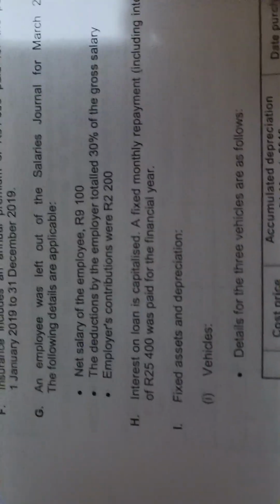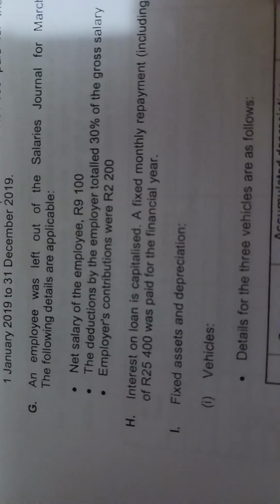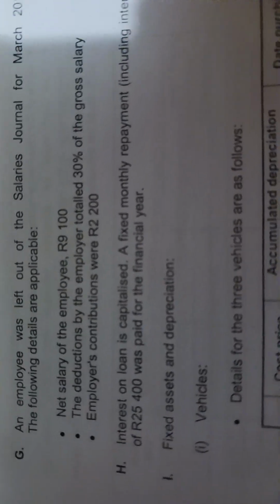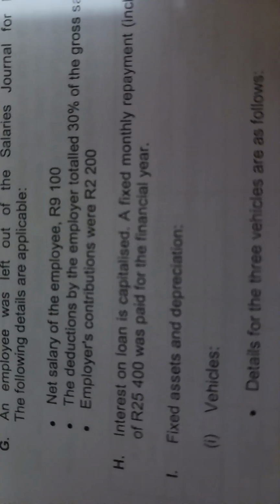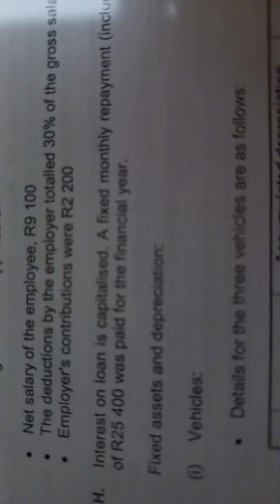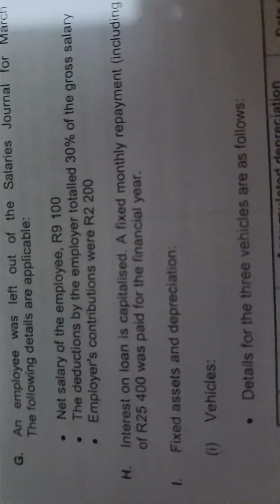G says an employee was left out of the salaries journal for March 2019. The following details are applicable. Net salary of employees 9,100. The deductions by the employer total 30% of the gross salary. Employer's contributions were 2,200. So obviously the contributions are straightforward. What I want to talk about is the gross salary.